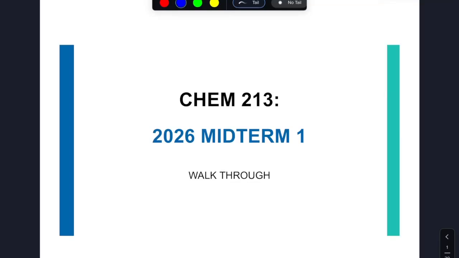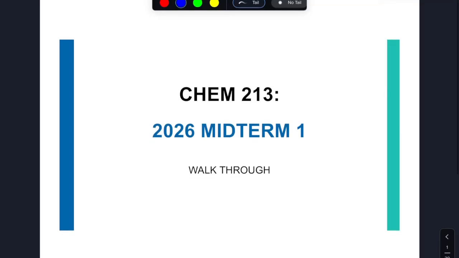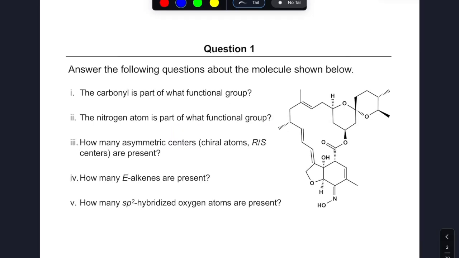Hey guys, okay, so this is the midterm one walkthrough. I just want to go through a detailed discussion of each question, how to attempt it, and just some other explanations. Okay, so for question one, we're going through a large molecule. We're asked to recognize certain functional groups and other components.